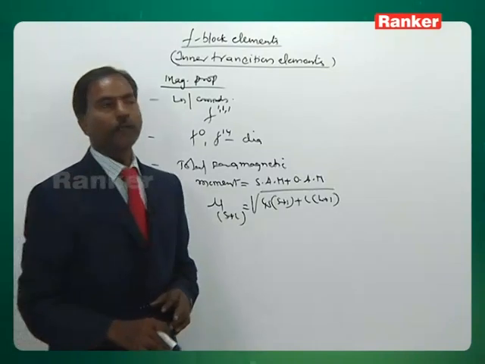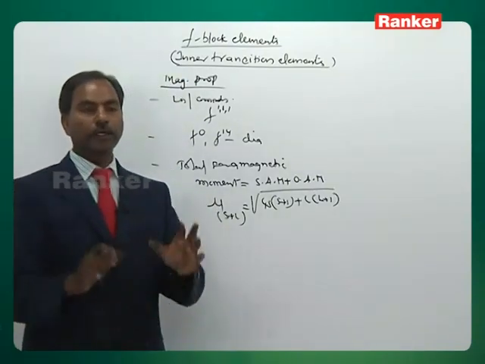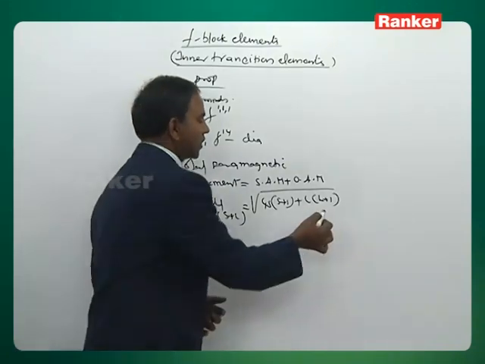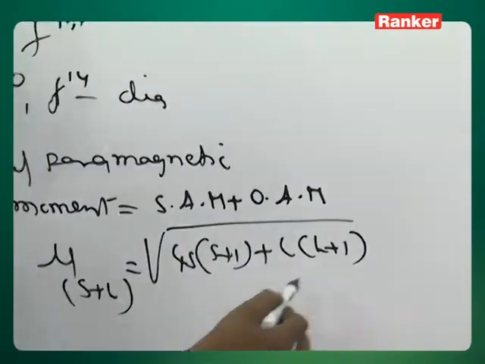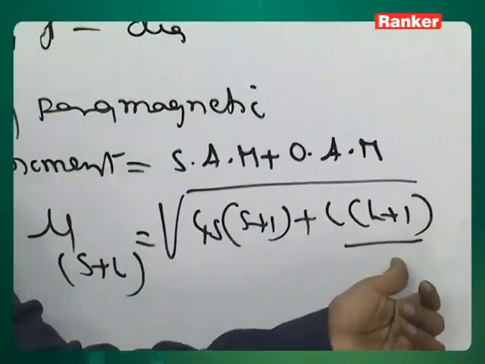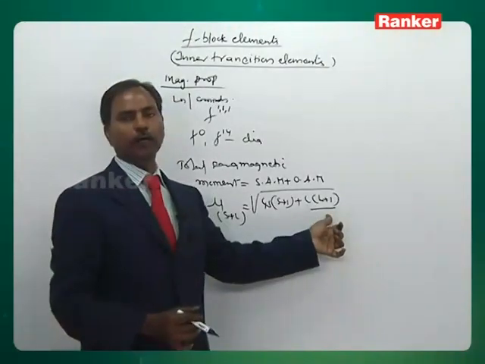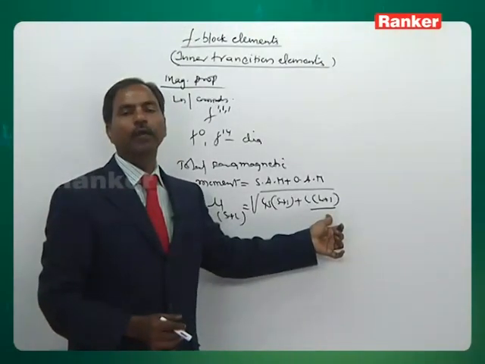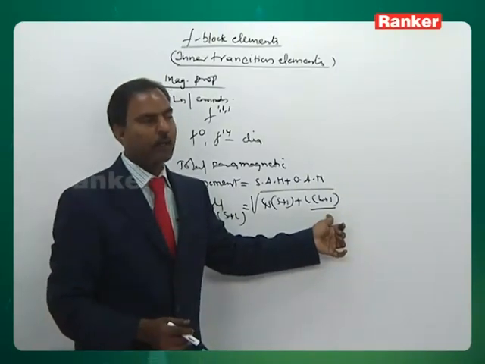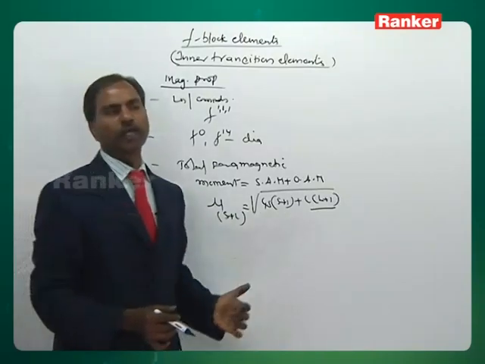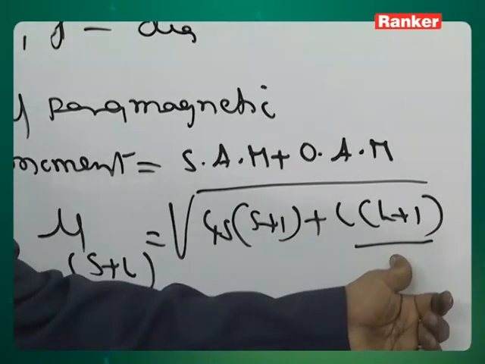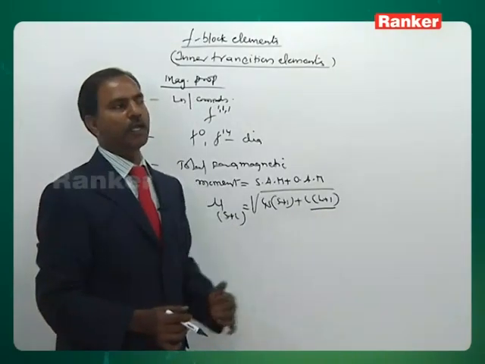Once you consider d block elements, especially in 3d series, the orbital angular moment is quenched by the ligand fields. Therefore, we need not consider this orbital angular moment for the calculation of total paramagnetic moment of d block elements, especially 3d series. But in the case of f block elements or lanthanides, this orbital angular moment is not quenched by the ligand fields.